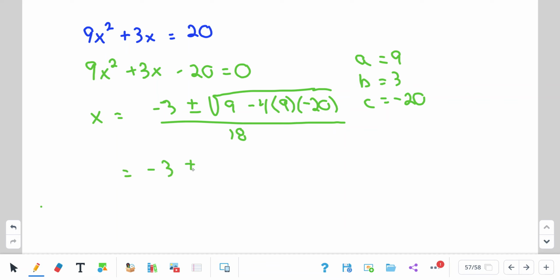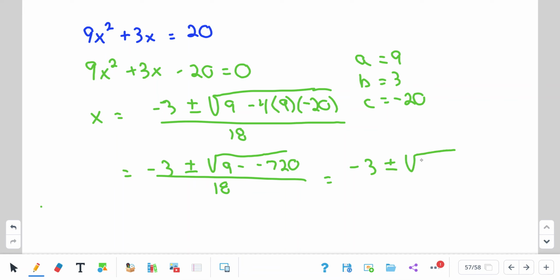Negative 3 plus or minus, what is all this mess here anyway? 9 minus 4 times 9 times negative 20. Let's see, 9 minus, that's going to be 36 times 20 is 720. So negative 720 all over 18. And that's equal to negative 3 plus or minus the square root of 729 all over 18. Okay, well, what is the square root of 729 anyway?